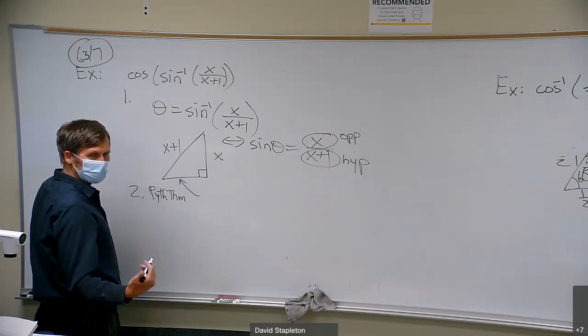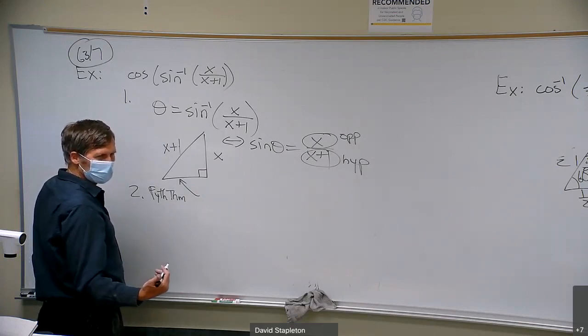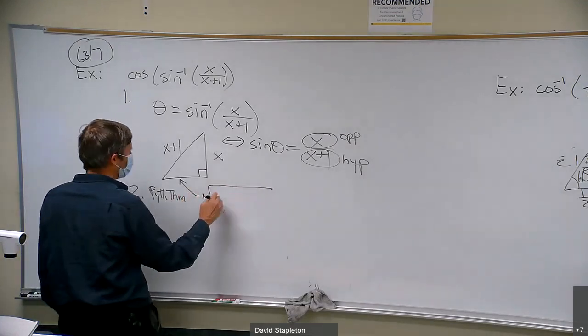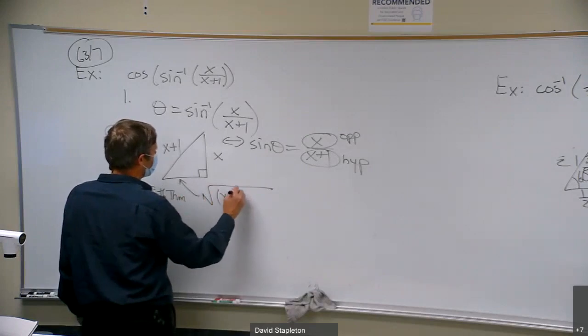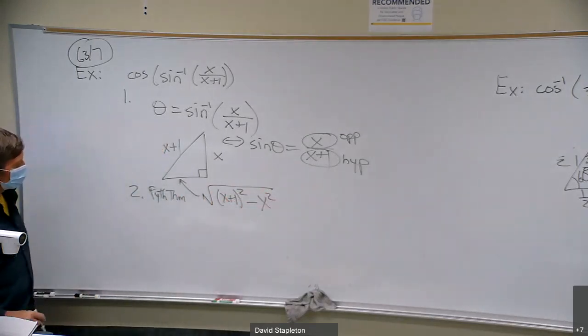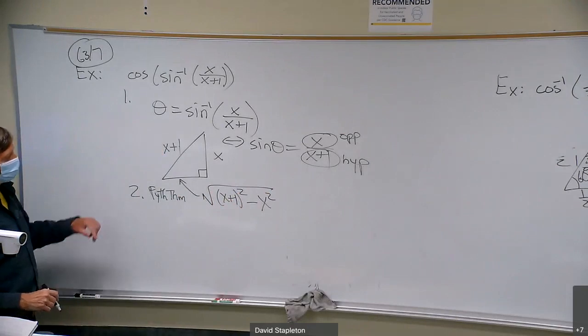This time we're solving for a leg, right? The Pythagorean theorem solved for a leg is the square root of not the sum of the squares, but the hypotenuse squared minus the leg squared, right? The root of a difference of the squares.